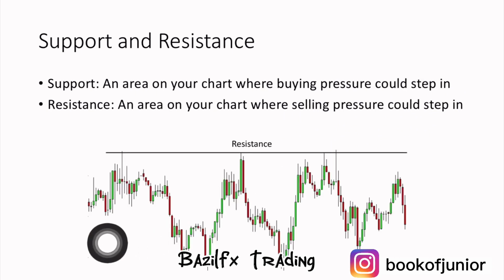So this is our resistance up here, this black line. Remember that resistance is where selling pressure would step in. Now price comes here, selling pressure comes in, you see, it dips. Price dips some here. But all in all, that's our resistance and support.